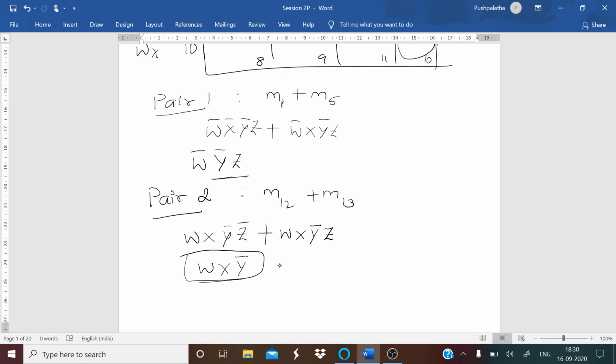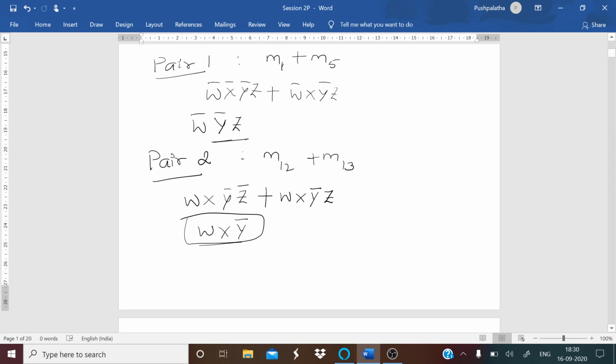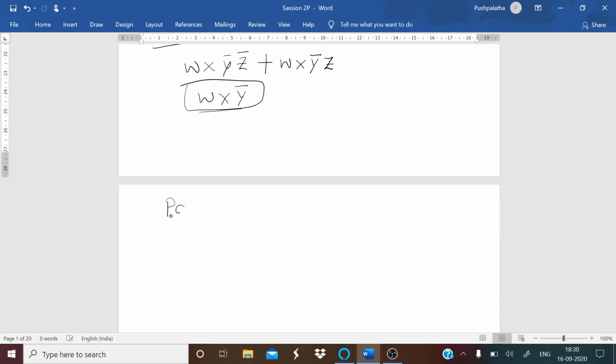So this is your pair 2, and if you remember, we have one more pair. So which is that pair? Sorry, we do not have a pair 3, right? We have left it out. So now what is the final expression?